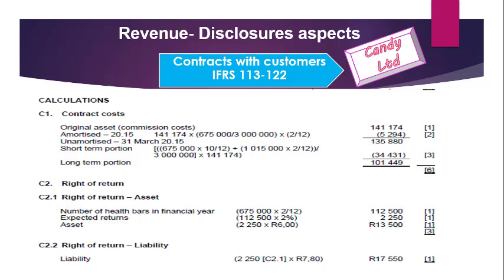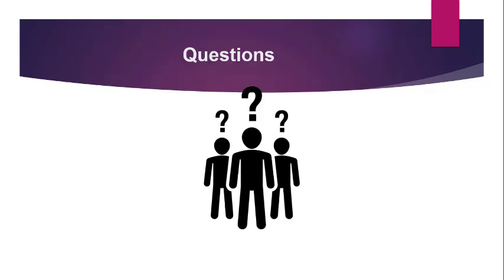Then we look at the right of return, which again we noted that it's accounted for separately. Here we calculate at the 2 months sales that we've made, the expected returns for that 2 months is at 2%, and we calculate the contract asset for that at 6 Rand, the cost price. The liability of that is at the selling price as discussed. So that brings us to the end of the presentation.